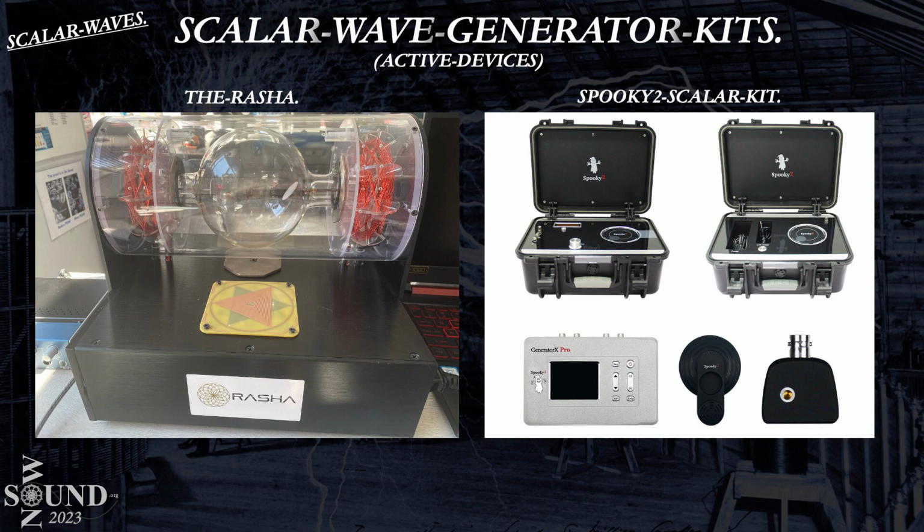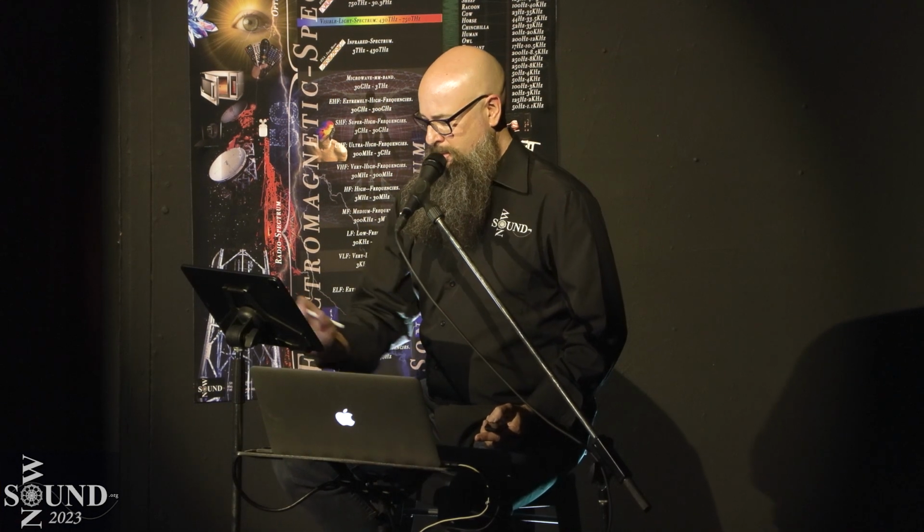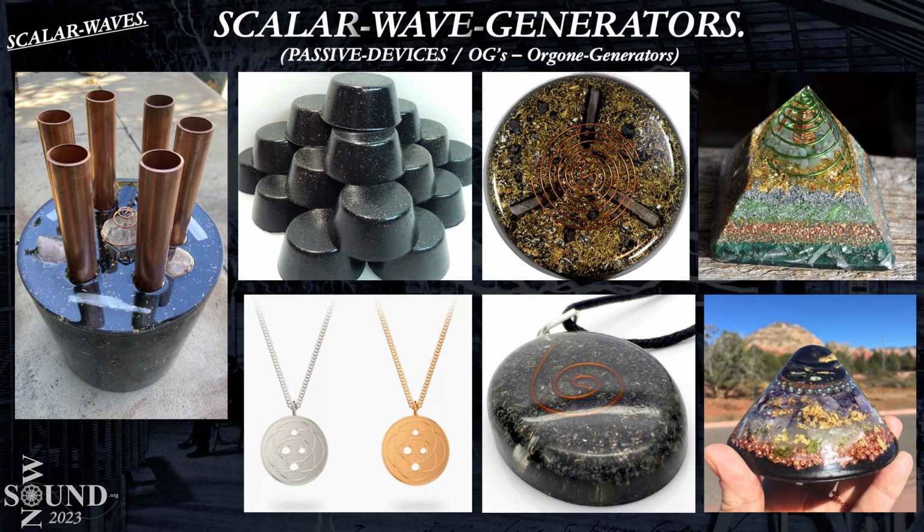So the one on the right is the Spooky 2 scalar kit, and on the left is the Rasha. Now, this is similar to a man called David Sarita, which we're going to look at in a minute. David Sarita developed similar technology which combines frequencies, which will come in handy. If you want to make scalar wave generators yourself, these are passive, so the other ones are active. And in the Now Sound Telegram chat, I dropped in a video of a Tesla diagram if you want to explore making your own active scalar wave generators, and it all comes down to Tesla coiling.